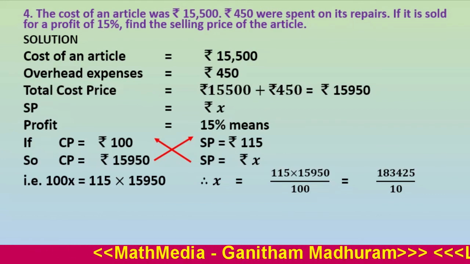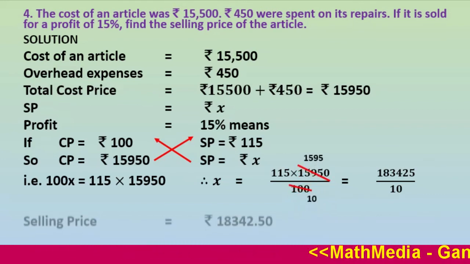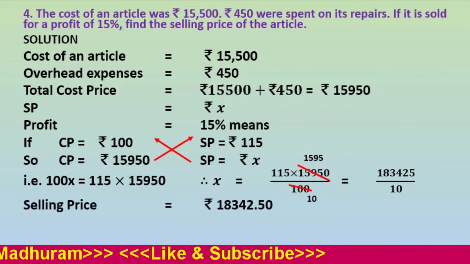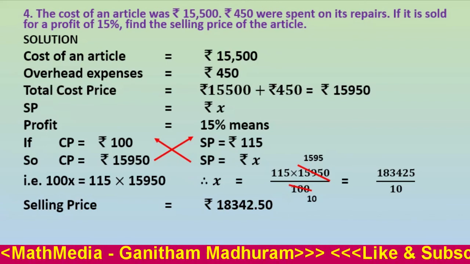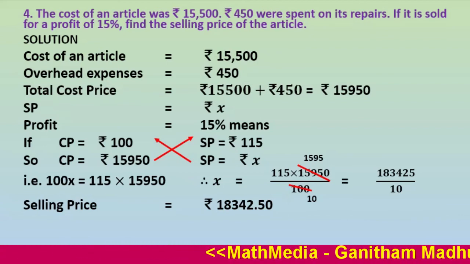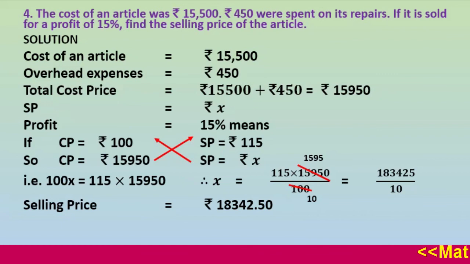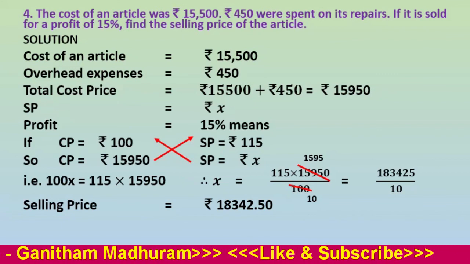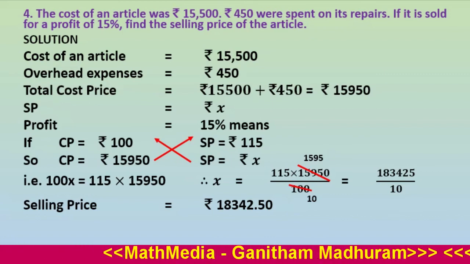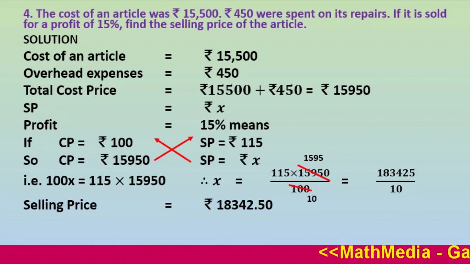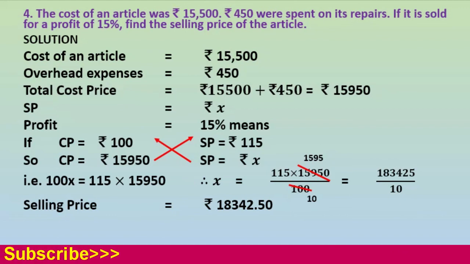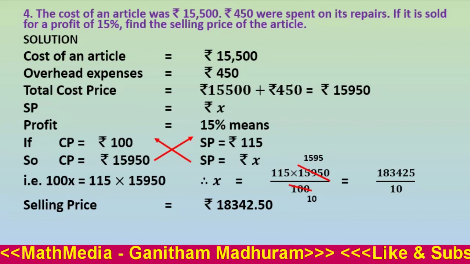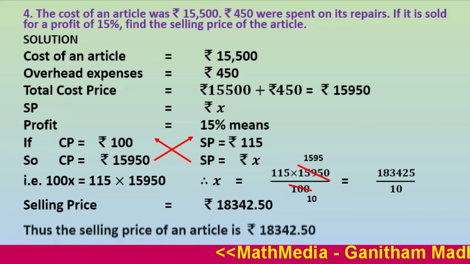So you get the answer as 1,83,425 divided by 10. So the selling price equal to, division by 10 means remove one digit and put the 0. So you get 18,342.5, that means 50. Hence the selling price of the article is rupees 18,342.50.